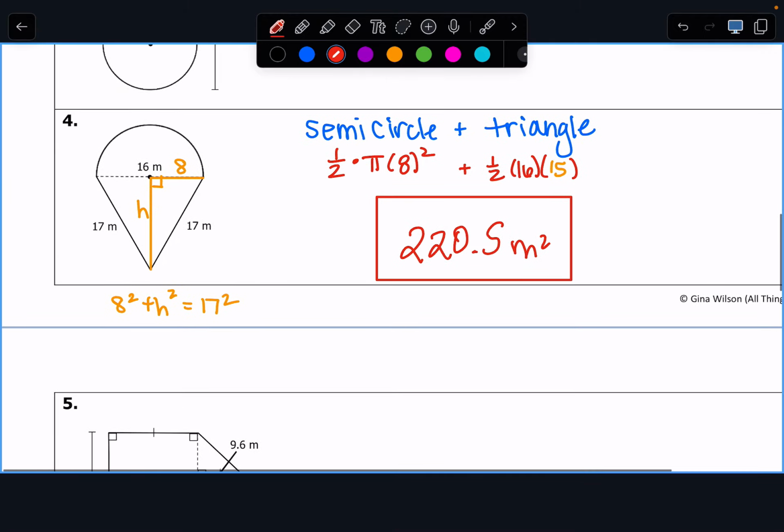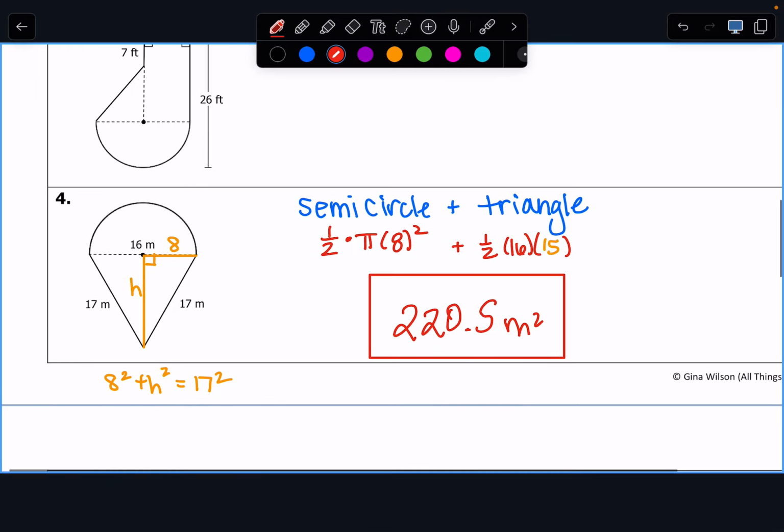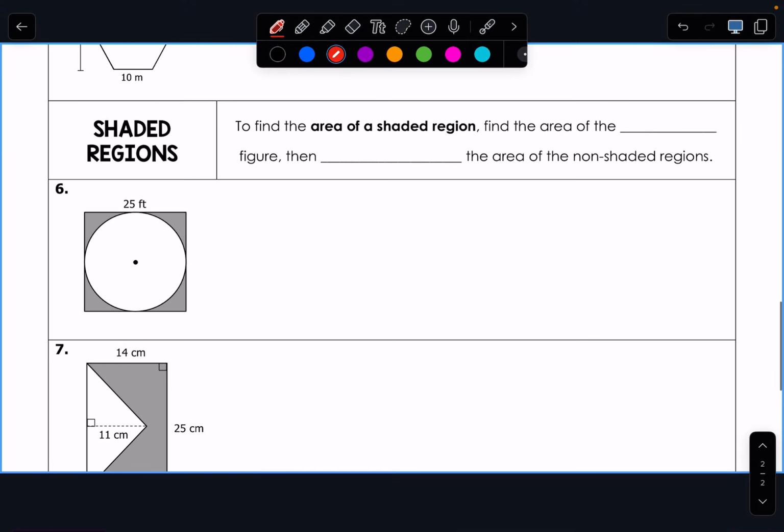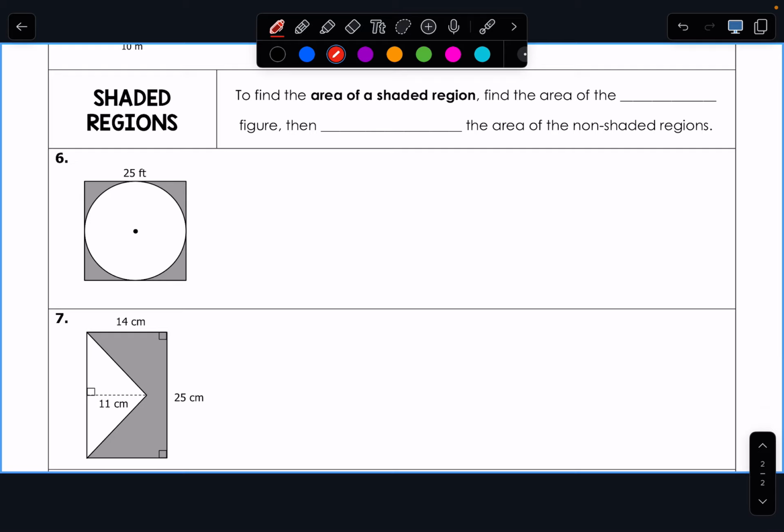Okay, I feel confident in your abilities to slice up a composite figure and find the area. Now, let's talk about our shaded regions. This is partly what I had you start with for our warm-up today. If I have a shaded region, we need to find the area of the entire figure and then subtract out the shaded area, which you seemed perfectly fine with this morning in our warm-up.